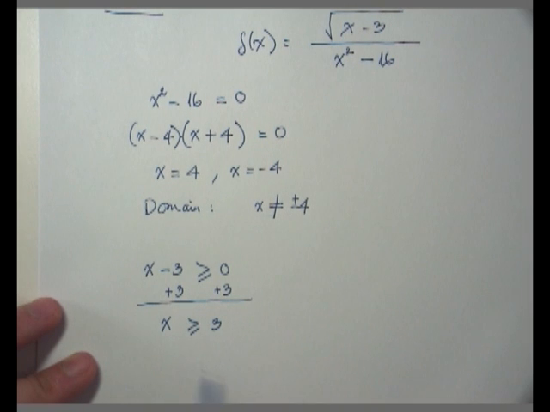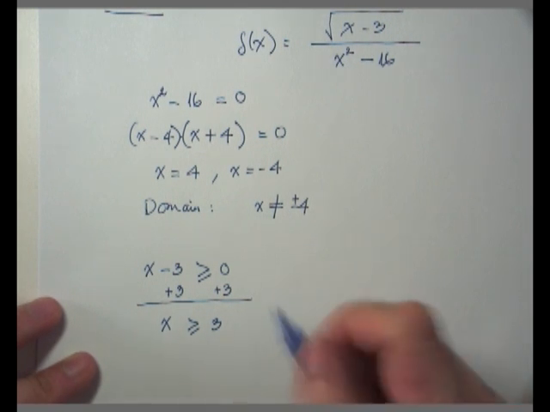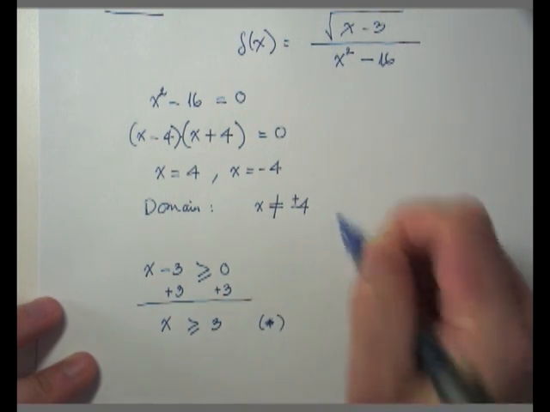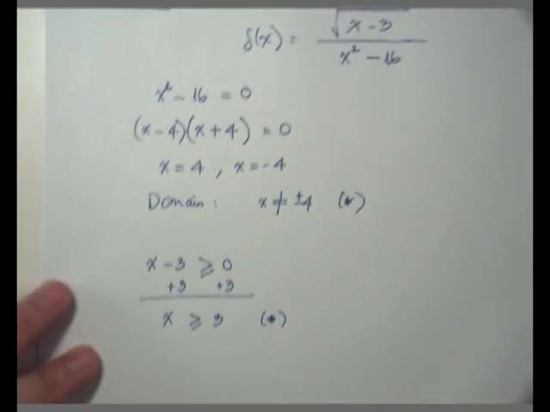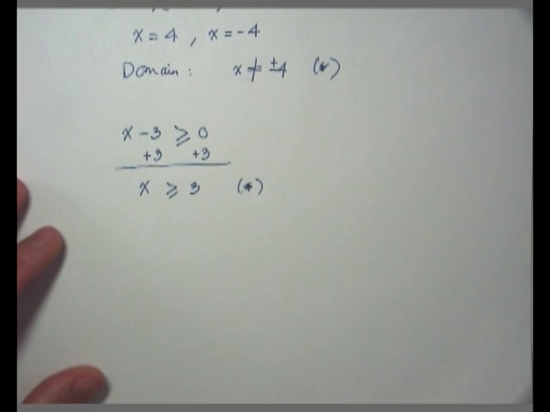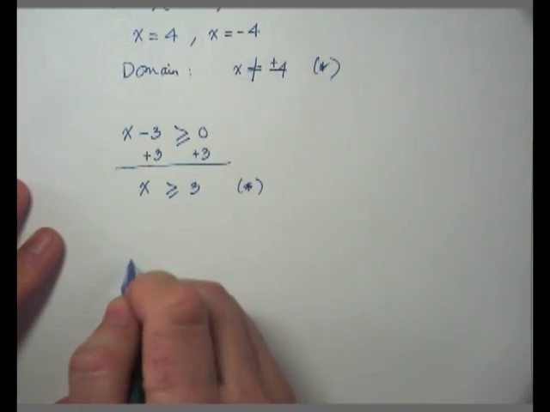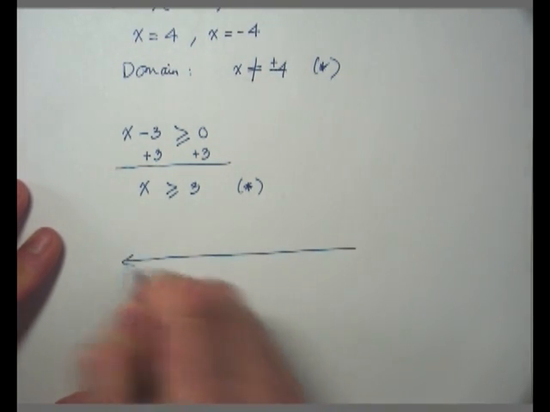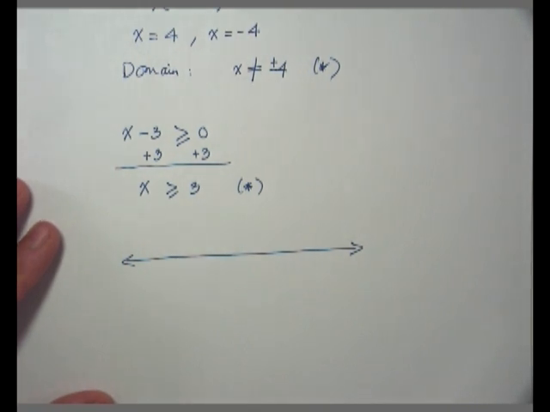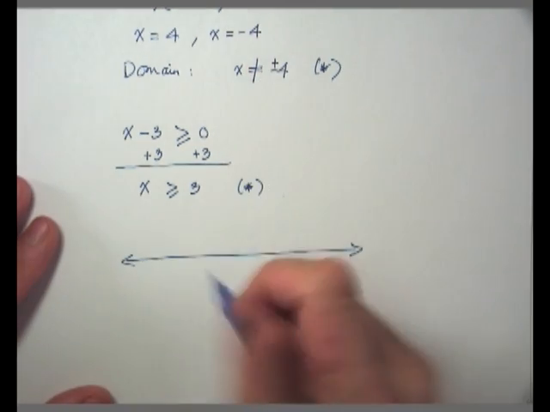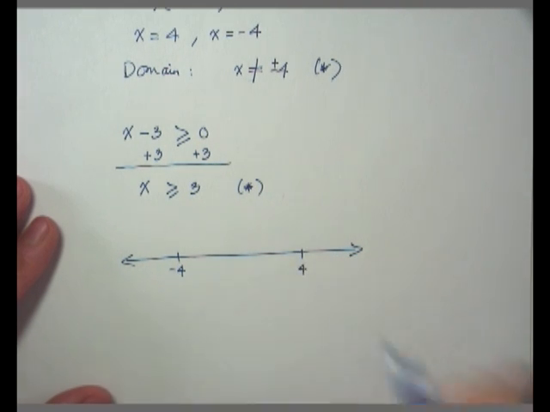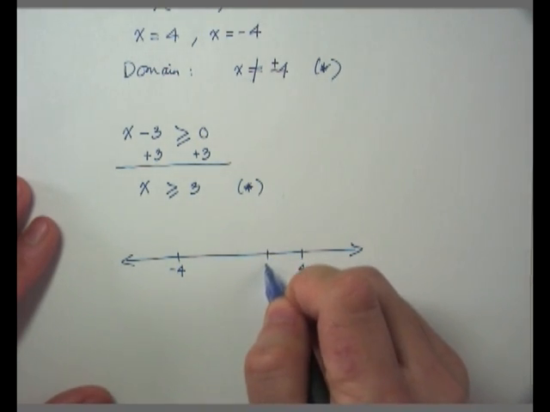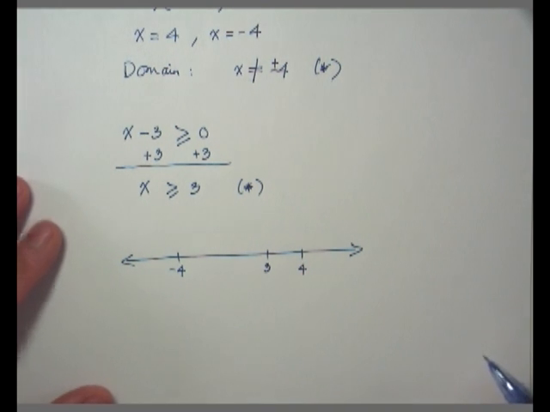Now I need to bring the two clues together. Here I have one clue, and here's another clue. We need to combine the two clues to find the combined version of the domain. It's always best to bring all these ideas into a graph. So I have a negative 4, I have a positive 4, and I have a 3 somewhere in between negative 4 and 4.